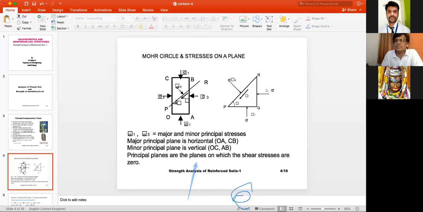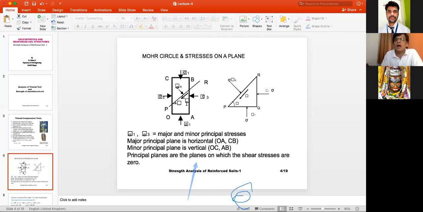That is nothing but the horizontal plane. So this is the angle theta, the angle theta with respect to the horizontal plane or with respect to the major principal plane. We call sigma 1 the major principal stress and sigma 3 the minor principal stress. OA and CB are the major principal planes, AB and OC are the minor principal planes, and let us assume PR is the possible rupture plane, passing at an angle theta with respect to the horizontal.